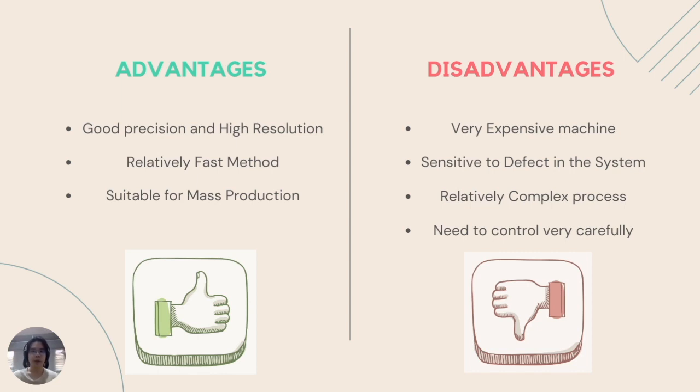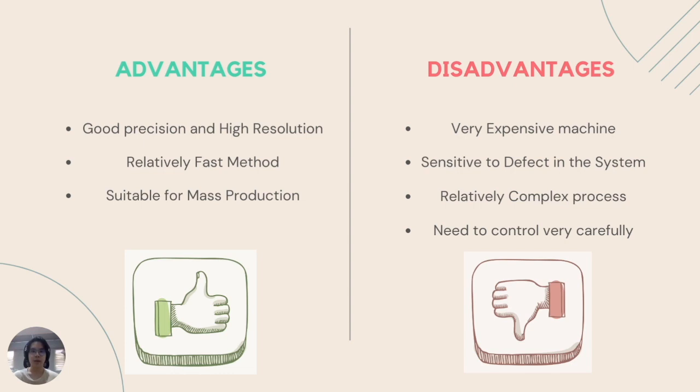Overall, the advantage of EUV is that it has good precision and high resolution from the fact that it uses extreme ultraviolet as a source, and it has a very low wavelength, as I mentioned. Secondly, similar to every optical lithography method, EUVL is a relatively fast method compared to others, which lastly makes it suitable for mass production, as it's fast and can create replicated patterns in a short time.